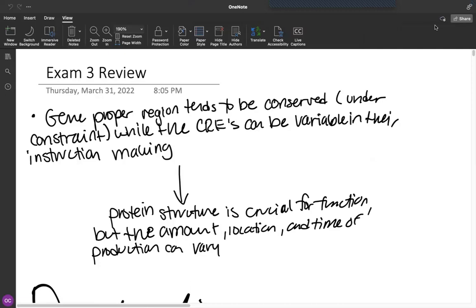A first key topic to introduce you to all of the material on this exam is that the gene proper region tends to be conserved because specific proteins are critical for different functions, but the cis regulatory switches can be variable in their instruction making. So they can vary in the amount of protein produced, the location in which it's produced, and the time during which it is produced.